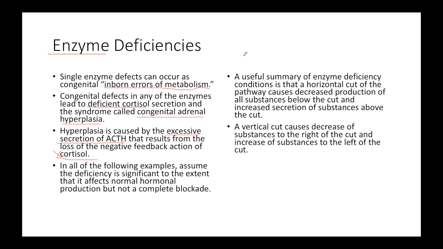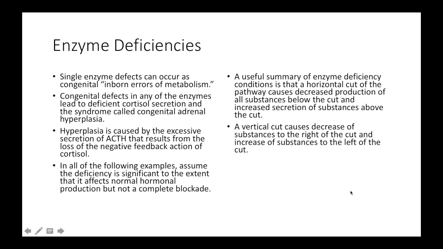And just a quick way to think about these enzyme deficiencies as we look at them along our chart. Just to know that if there is a horizontal cut in a pathway, it's going to decrease production of all substances below the cut and increase secretion of substances above. And as far as any vertical cuts, it's going to decrease substances to the right and increase substances to the left.